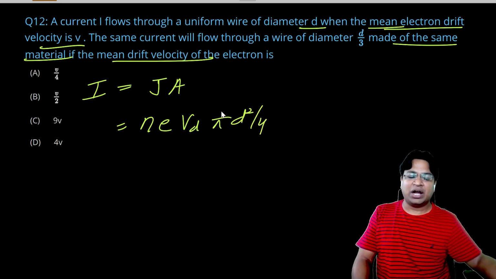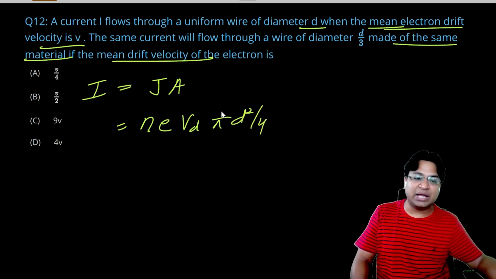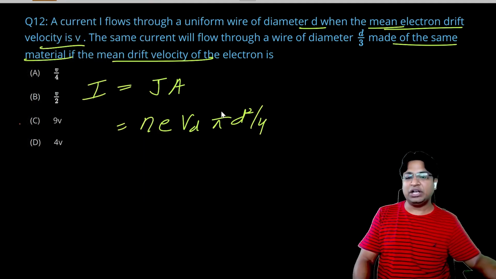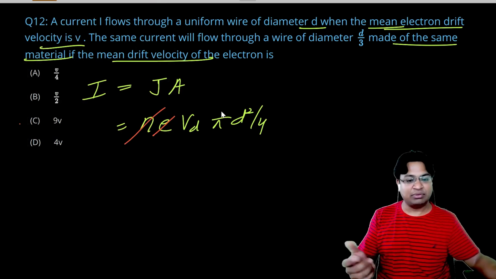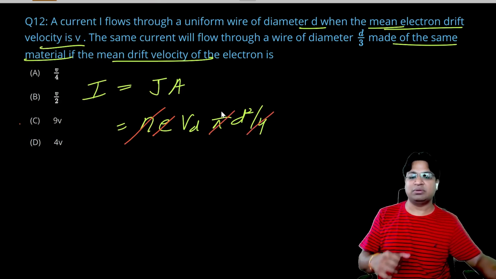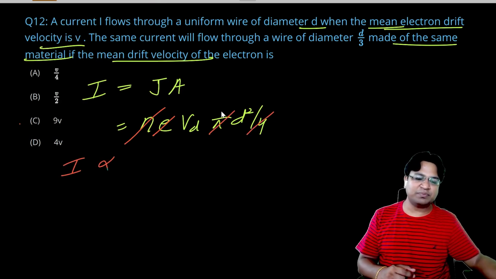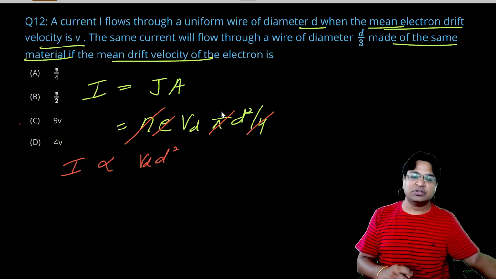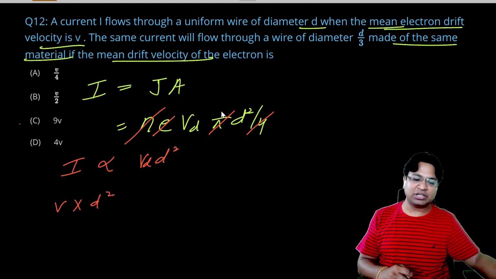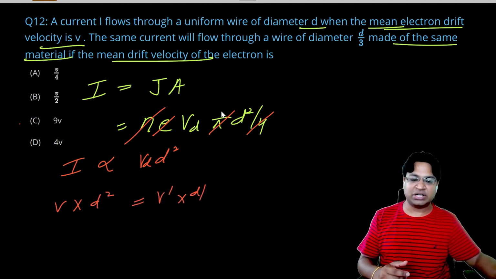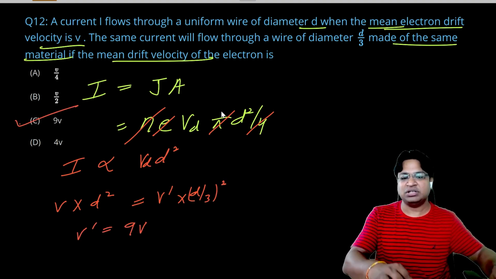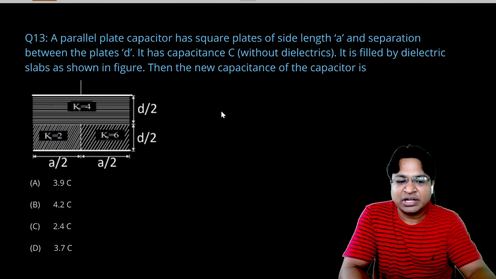Let's understand this. In the two situations, we have used the same wire. Because we have used the same wire, the number of free electrons per unit volume will be same, so n will not matter. It is same in both the cases. e is same, pi is same, 4 is same. So current is proportional to the product of vd into d square. Current is same in both the cases, so the drift velocity in the first case into the diameter square of the first case should be equal to the drift velocity of the next case into the square of diameter of the next case, that is d by 3 square. So from here, V dash is 9 times V. So option C is the right answer.